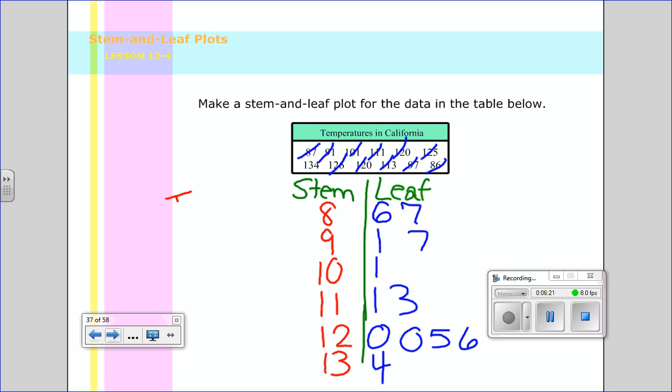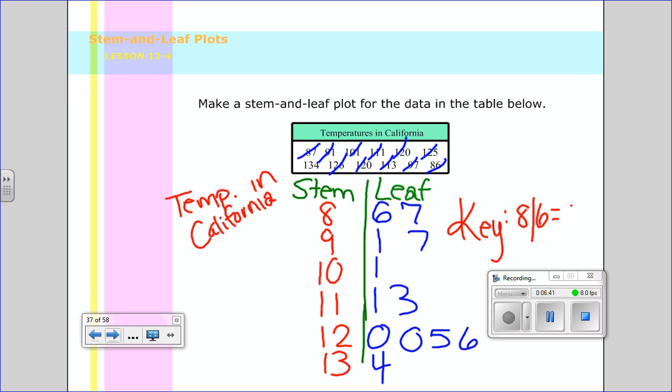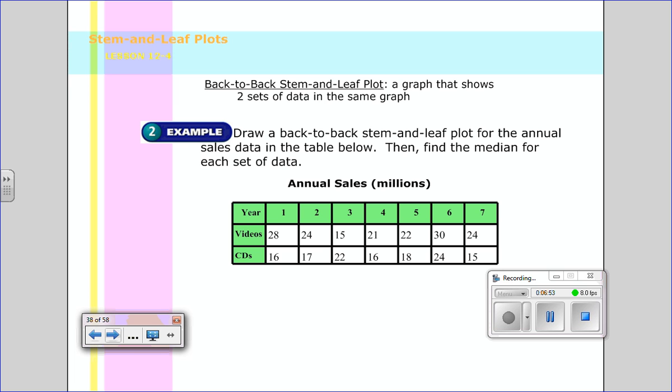Again, you should have a title. And again, you'll notice I keep putting mine off to the side, but that's because I write big. A lot of times you should have it over the graph. There we go. So temperatures in California. And don't forget your key. Again, you can put that below the graph, or you can put it off to the side. So 8-6 means 86 degrees, and I'm going to assume it's in Fahrenheit. All right, so 86 degrees Fahrenheit. All right, so that's how you make just a regular stem and leaf plot.